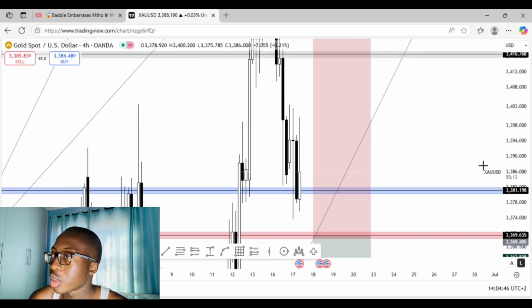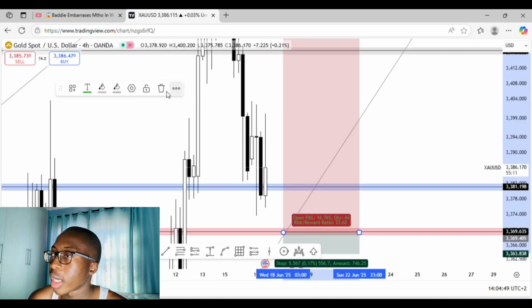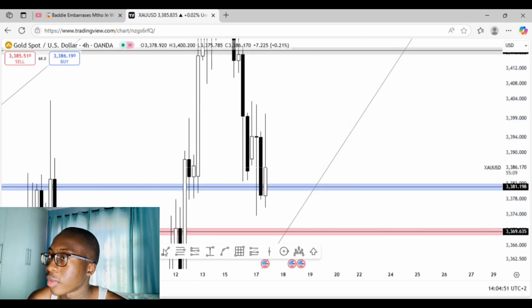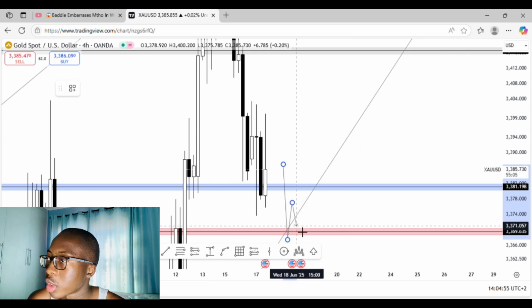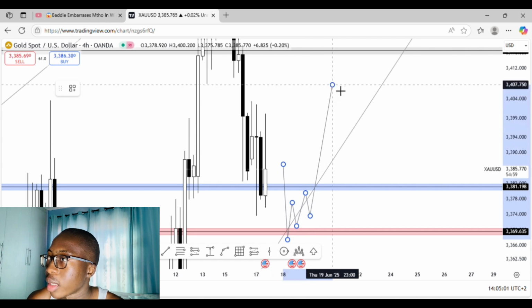So one thing that you need to know, guys, is to just wait for the market to do it. Just wait for the market to give you a break of structure on a smaller time frame, maybe such as 5 minutes or 1 minute, and then take your buy entries.